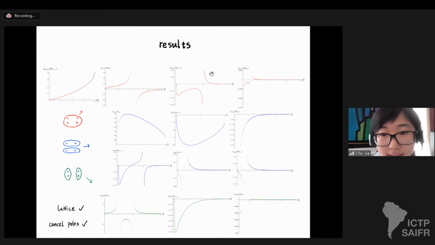We notice that there are some poles in these amplitudes at certain values of Q, which correspond to rational values of central charge. This is expected because at rational values of central charge, the conformal blocks have poles, which will lead to some divergence in the correlation. To cancel such divergence, we need some other fields with the same pole and residue. And this is exactly what these amplitudes give.